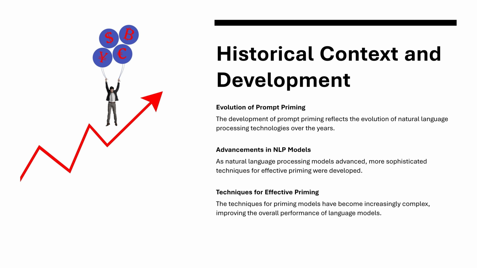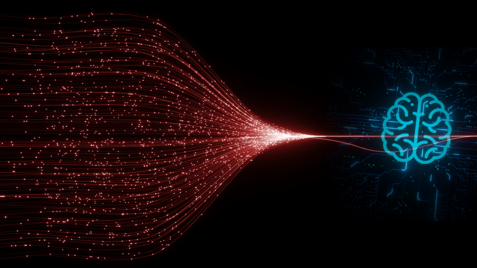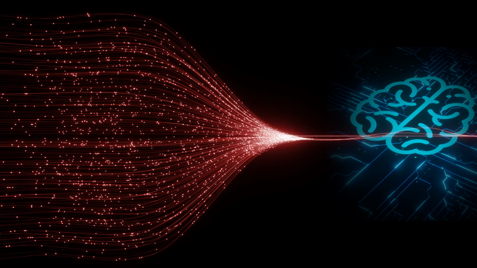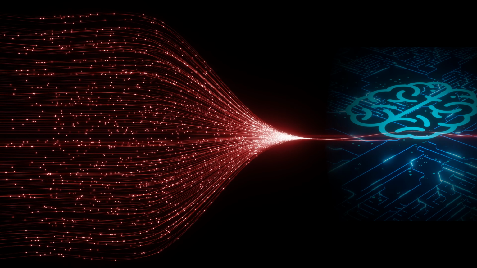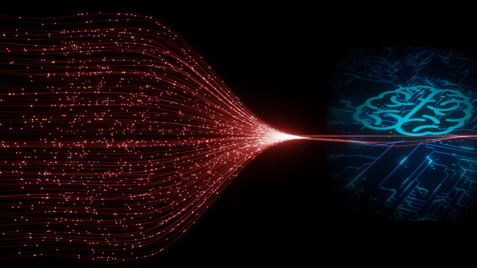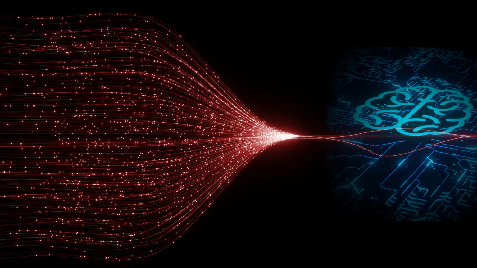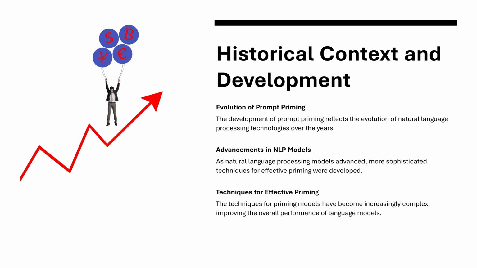What is the historical context of its development? Let's talk about it before we go forward. The concept of prompt priming has evolved alongside advancements in natural language processing. Initially, basic prompts were used, but as models became more sophisticated, so did the techniques of priming them effectively. So the evolution has taken place along with the large language models.